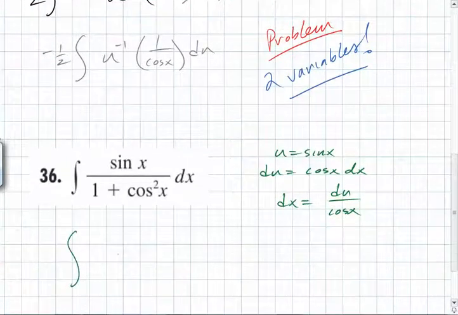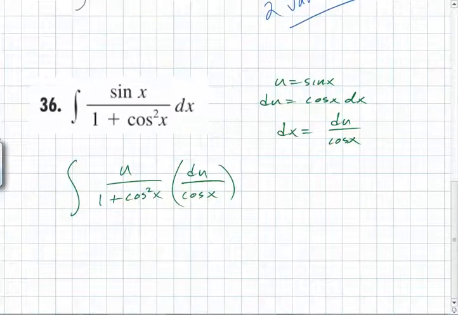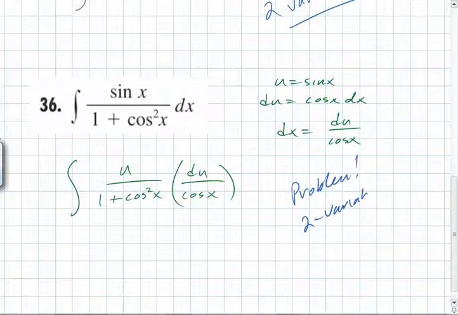So now we substitute. So what do you end up with? u over what? 1 plus what? Cosine squared x. What's du over what? Cosine x. Well, does anything cancel here? No. Does anything cancel here? What do we think? Oh man, it seems like we're stuck again. Any ideas? What's still the problem? Two variables, and it's ugly.